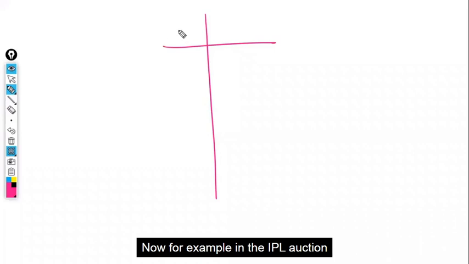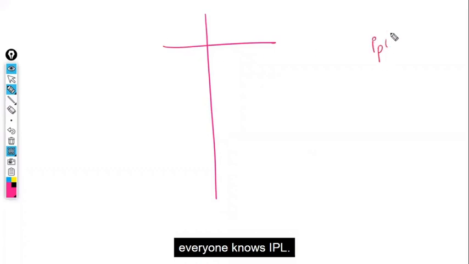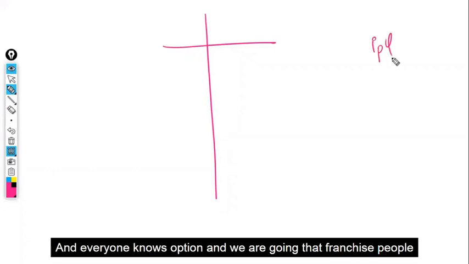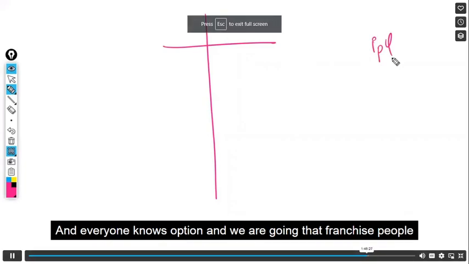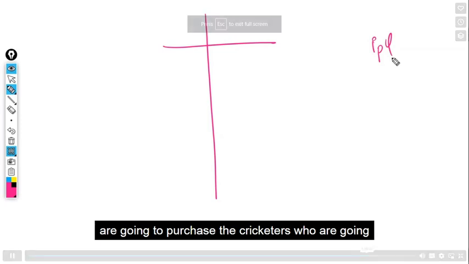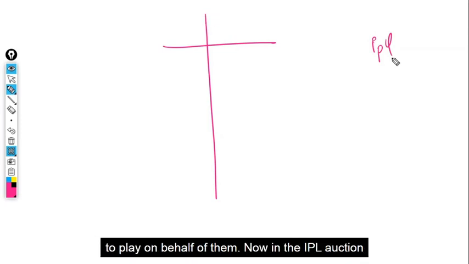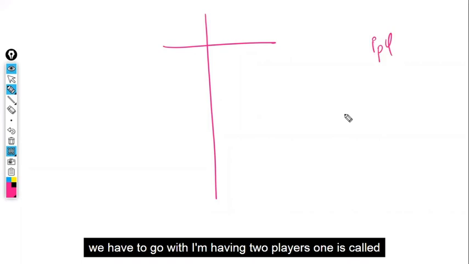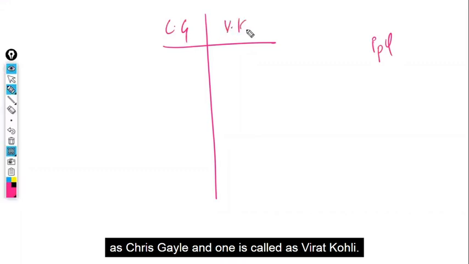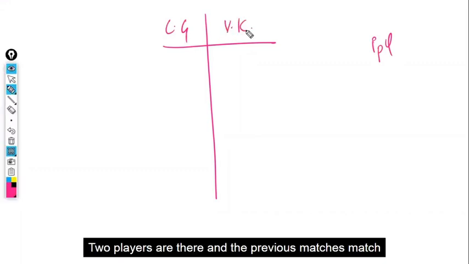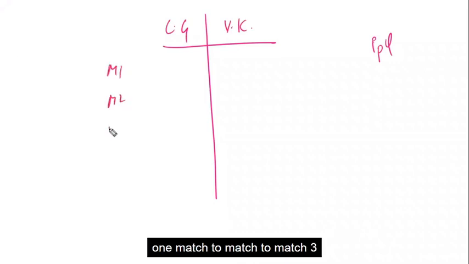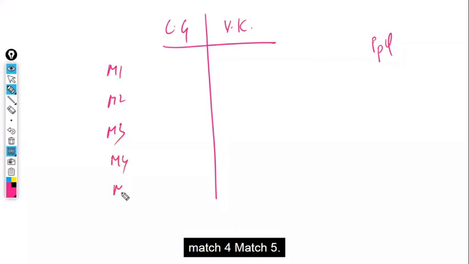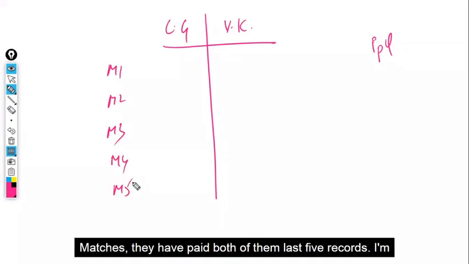Now, for example, in the IPL auction, everyone knows IPL and everyone knows the auction. The franchise people are going to purchase the cricketers who are going to play on their behalf. In the IPL auction, I have two players: Chris Gayle and Virat Kohli. Two players are there, and in the previous matches, match 1, match 2, match 3, match 4, match 5, the 5 matches they have played. I'm taking the last 5 records of both of them.